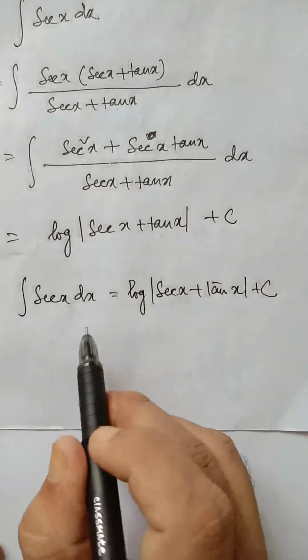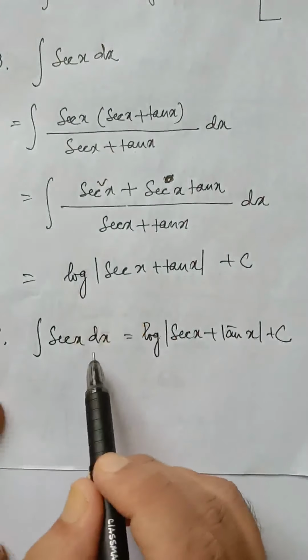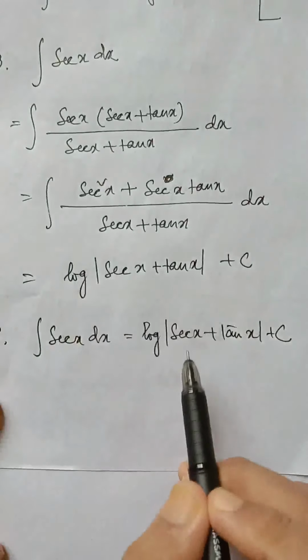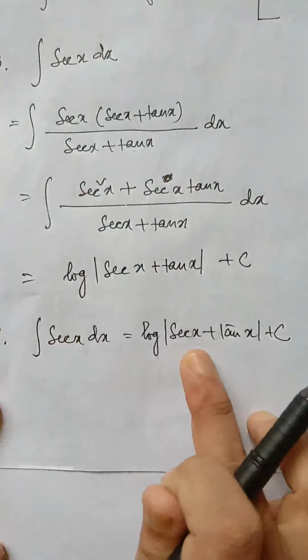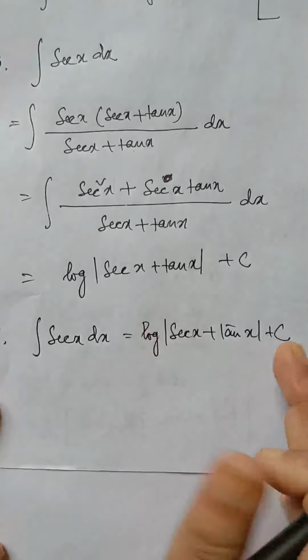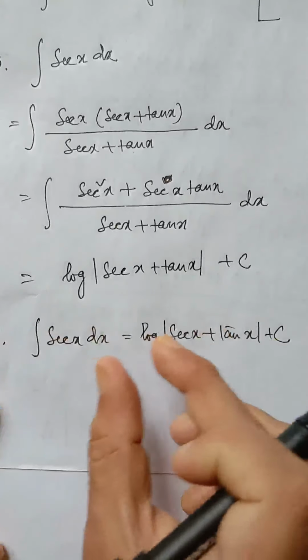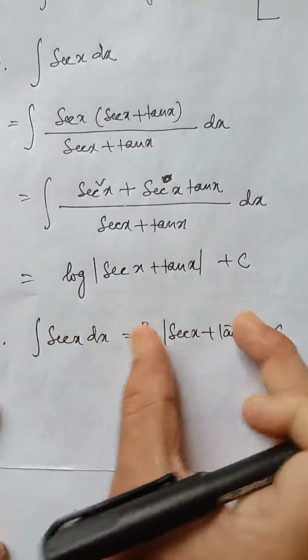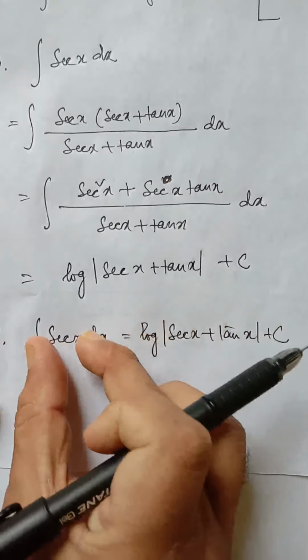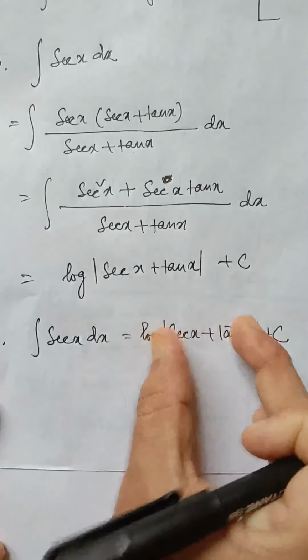So what we have to remember: integration of sec x is log of sec x plus tan x. And the reverse thing also: derivative of log of sec x plus tan x is sec x. Integration of this is this, and derivative of this will be sec x.